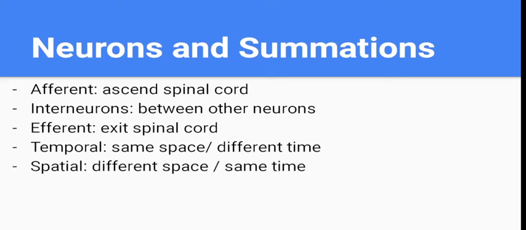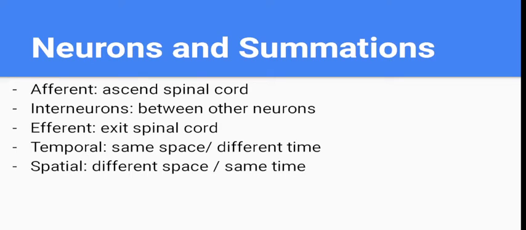Neurons and summations. Afferent ascends the spinal cord, so A for ascend. Efferent, E for exit the spinal cord. In between are interneurons. You have the word neurons, and inter means between, so interneurons are between neurons.